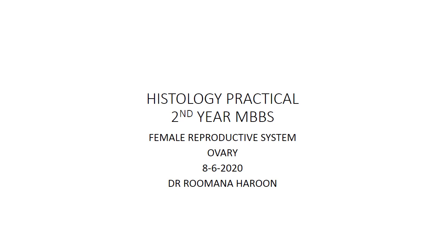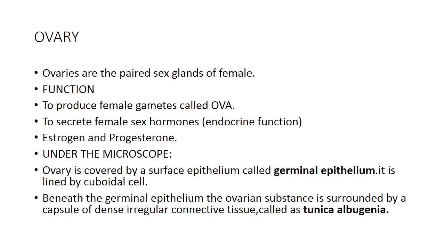Today we will be doing the histology of ovaries. Ovaries are actually two paired sex glands of the female, and their main function is to produce female gametes, which are called ova. They also perform the endocrine function to produce female sex hormones, which are, as you know, estrogen and progesterone. Now we will be doing the histology of the ovary.